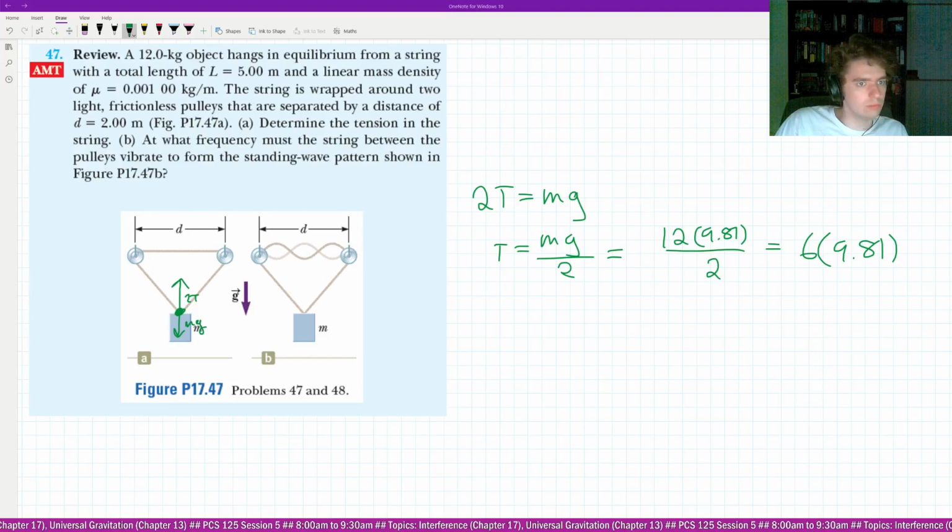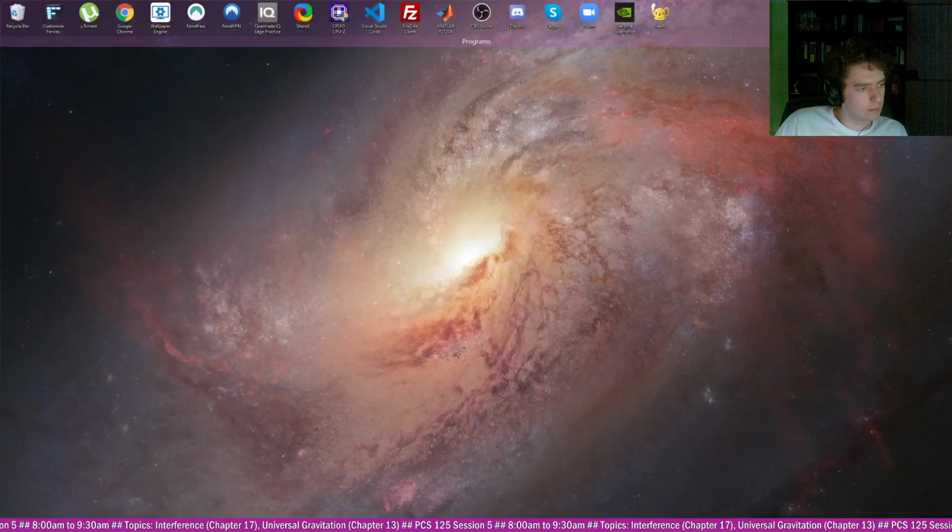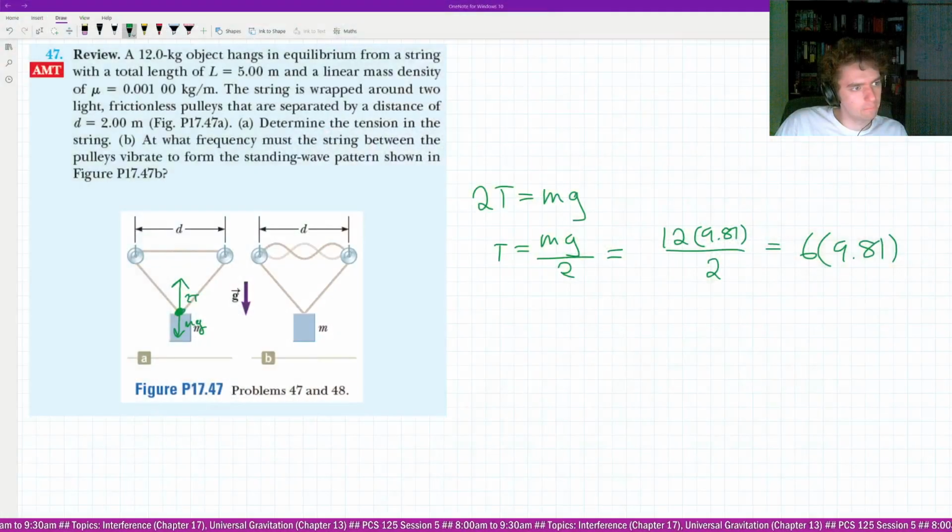Oh, there's no answer in the textbook for 47. That's weird. Why is it? People look it up. I looked up the answer. Yeah, it's 12 kilograms. Wait, let me just see. Because they just do F equals mg. They don't do like 2T equals mg.